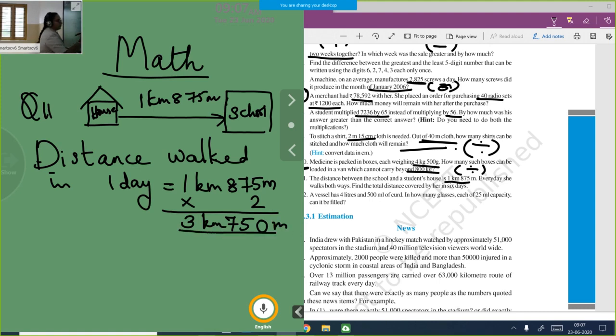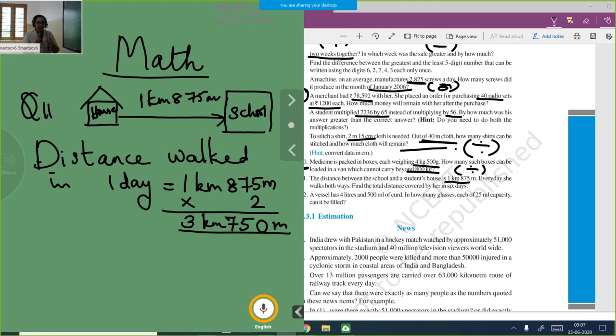All of you check the answer. Teacher wrote, correct or wrong? Teacher multiplied like this. 5 twos are 10. Then 1 carry over. 2 sevens are 14 plus 1, 15. 1 carry over. 2 eights are 16 plus 1, 17. 1 carry over. 2 ones are 2, plus 1, 3. So the answer teacher got is 3 kilometers 750 meter.